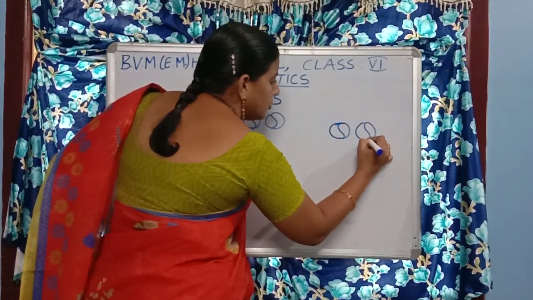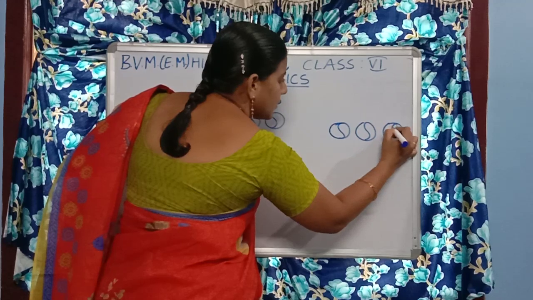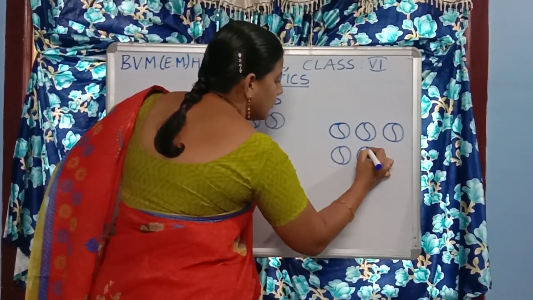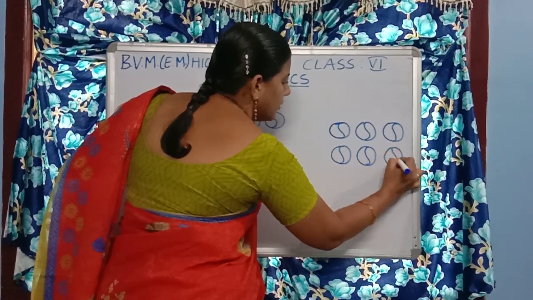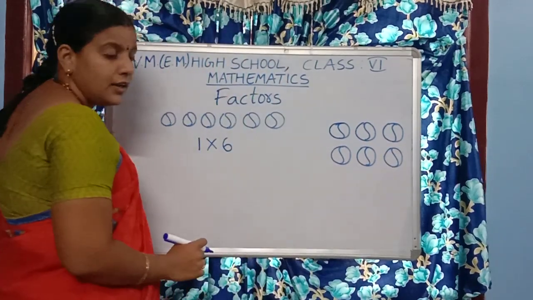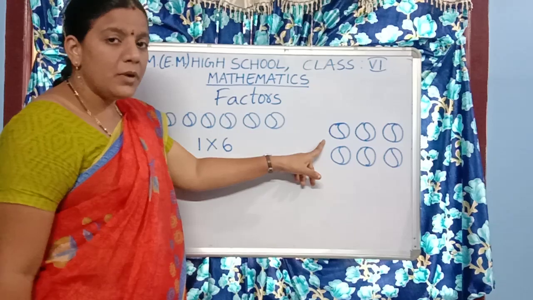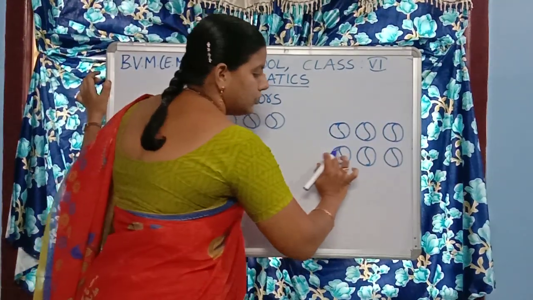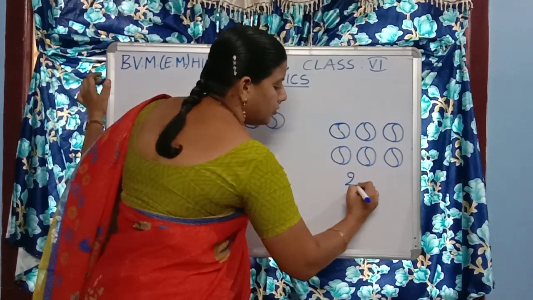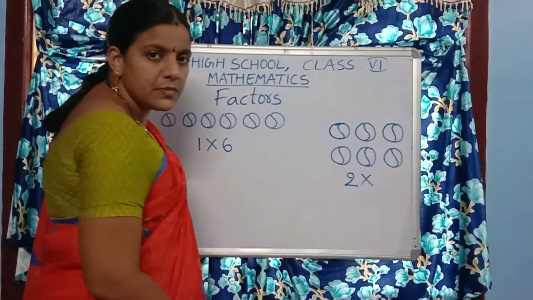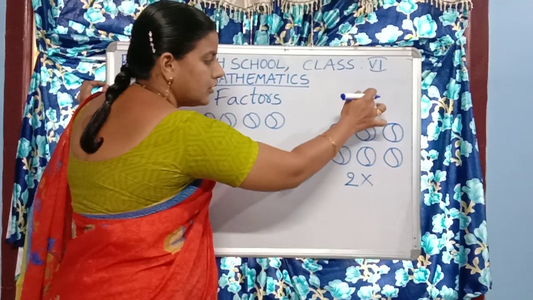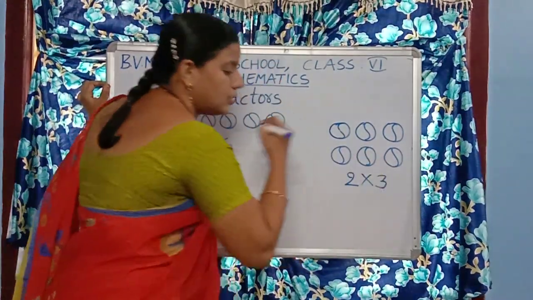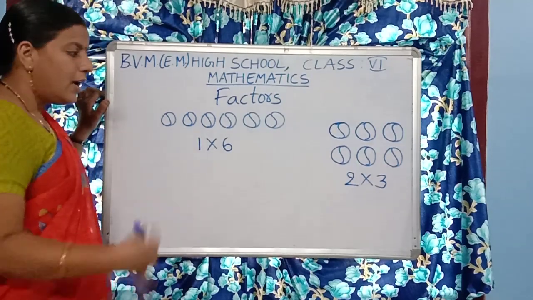1, 2, 3, 4, 5, 6. Okay? Here, how many rows are there? 1, 2. 2 rows. Columns. 1, 2, 3. 3 columns. Okay? Another pattern.